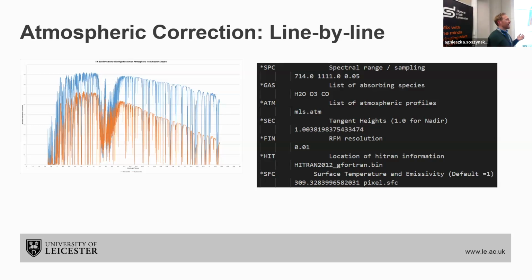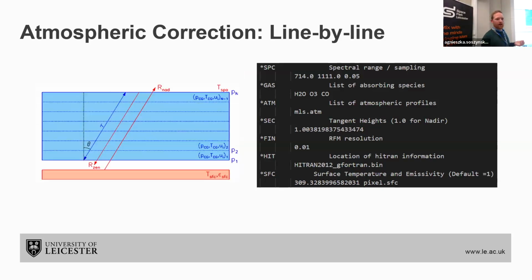And then you set it off, and it will simulate the path of that light leaving the surface to the top of atmosphere and give you an idea through a whole series of quite complicated functions. But this is the most accurate way of doing it for most applications. It is also extremely slow.